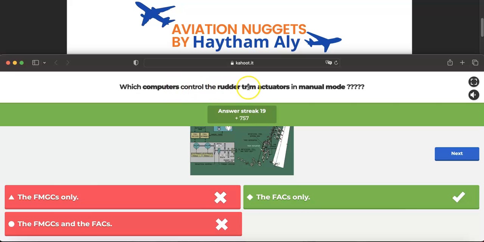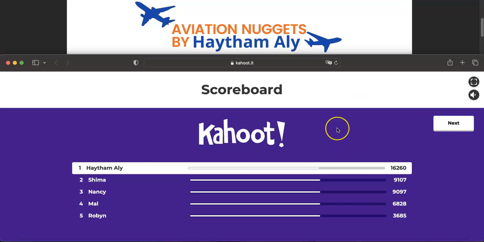Also, which computer controls the rudder trim actuator in automatic mode? The FAX and the FMGC. In automatic, the FMGC will send the signal to the FAX, and the FAX will control the rudder trim actuator. But in manual mode, signal coming from the rudder trim panel directly to the FAX. So the FAX only, the flight augmentation computer, will control the rudder trim actuator in manual mode. Okay, everybody, let's proceed. Next question.